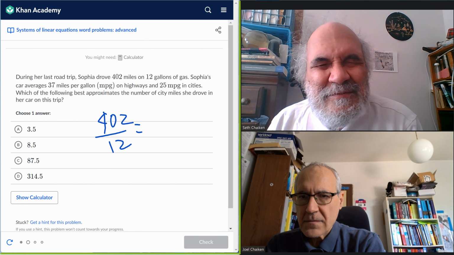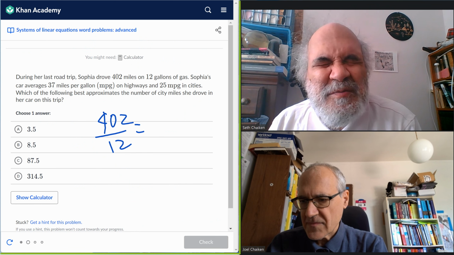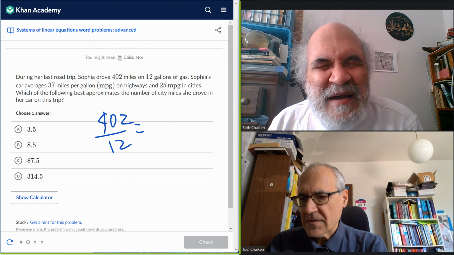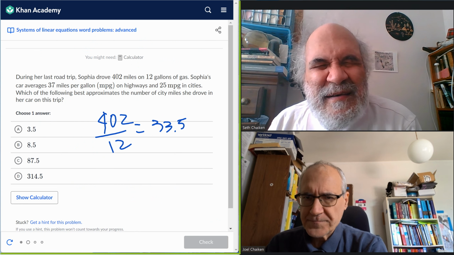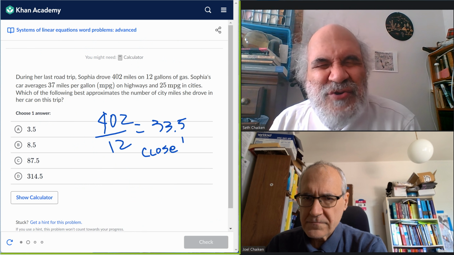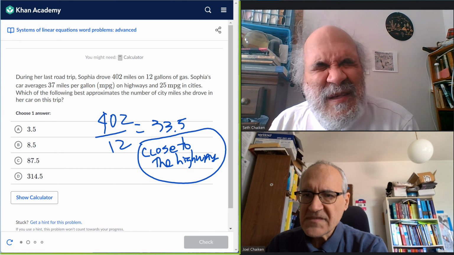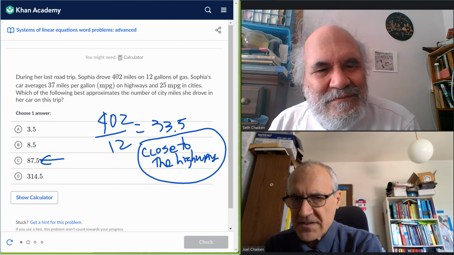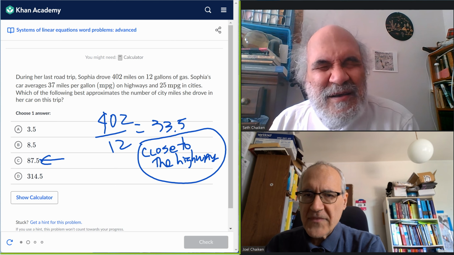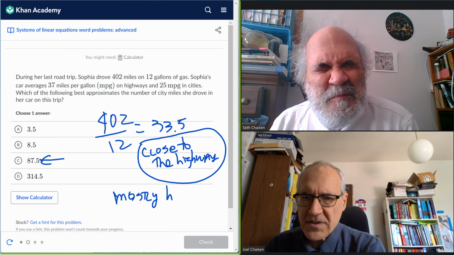All right. It's 33, so it's closer. The average miles per gallon, the average fuel usage, is closer to the highway usage. Therefore, she drove most of the trip on the highway, which leads us to answer D. C, because they want the city. Oh, okay. So in other words, she drove more on the highway, therefore less in the city. Mostly highway, right? Yeah.